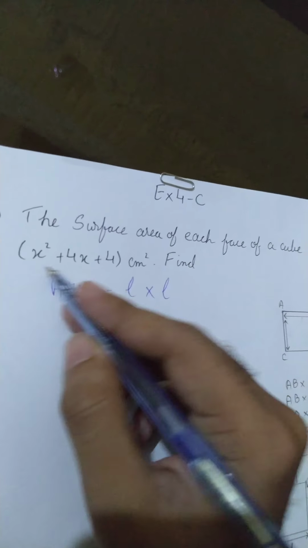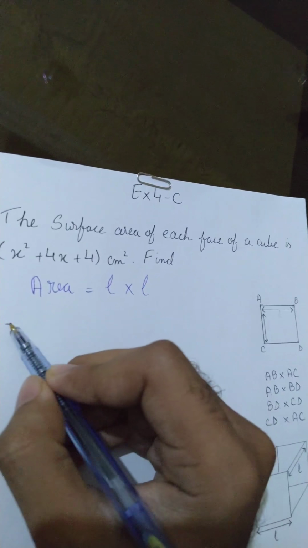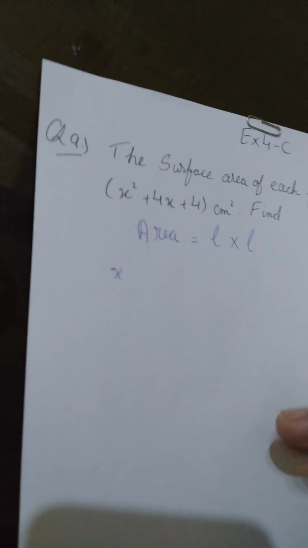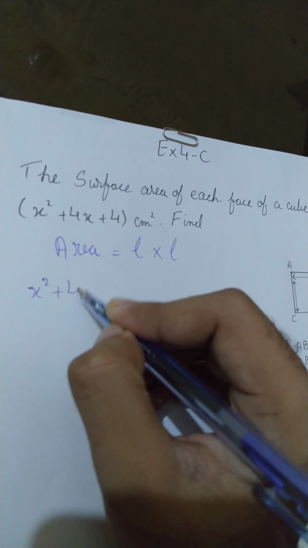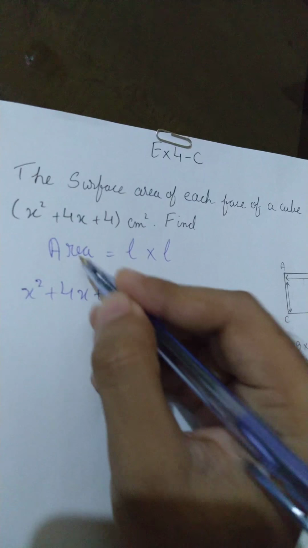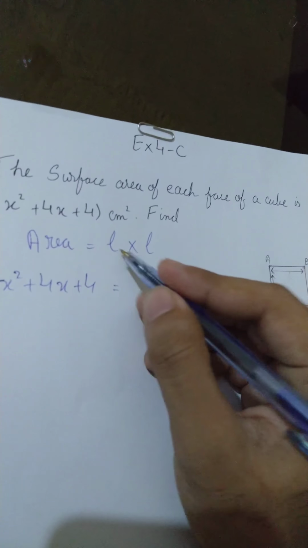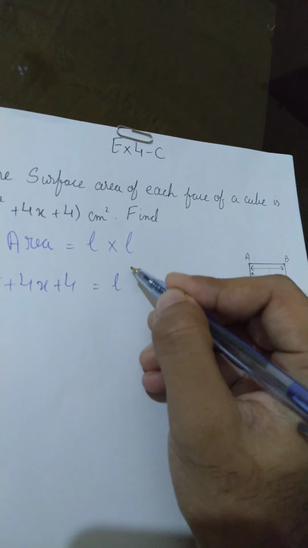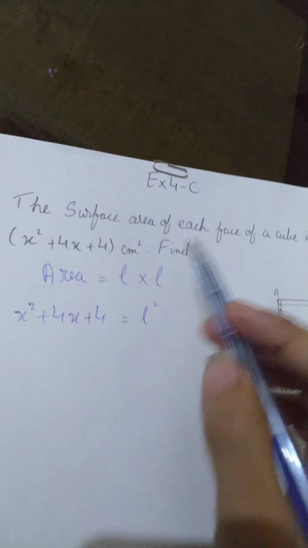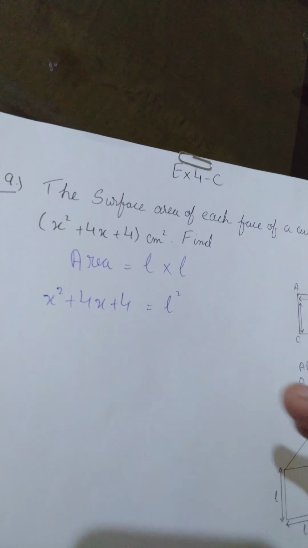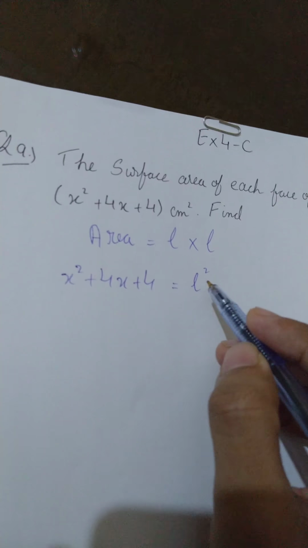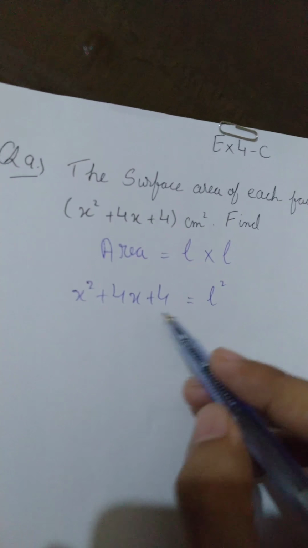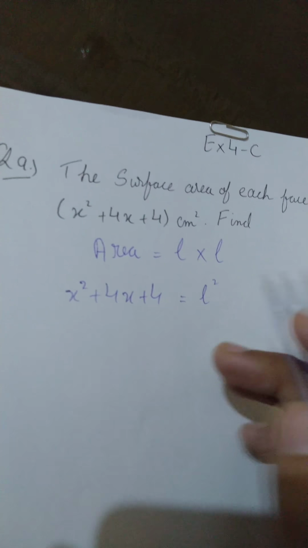As you can see, the surface area of each face of the cube is given. So I'm replacing area with the given value, x square plus 4x plus 4. This is my area, so I replace area with this, equals L into L, which is simply L square. In the first part, I have to find the length. So L square equals x square plus 4x plus 4.